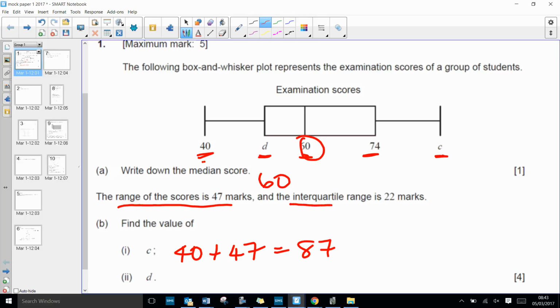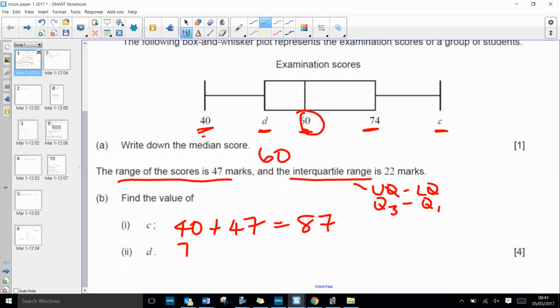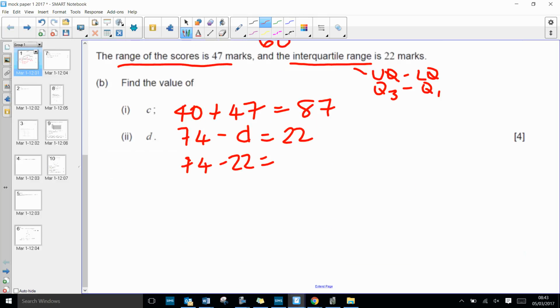And the interquartile range is the upper quartile subtract the lower quartile, or quartile 3 subtract quartile 1. And so 74 subtract D would give us 22. Therefore, 74 subtract 22 gives us the value of D, which is 52.